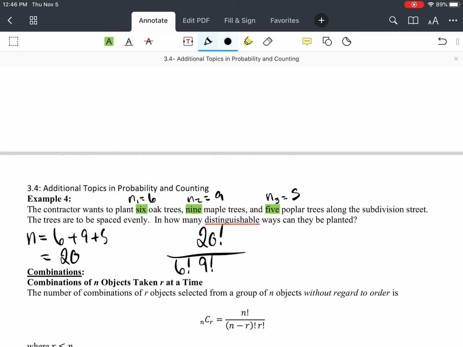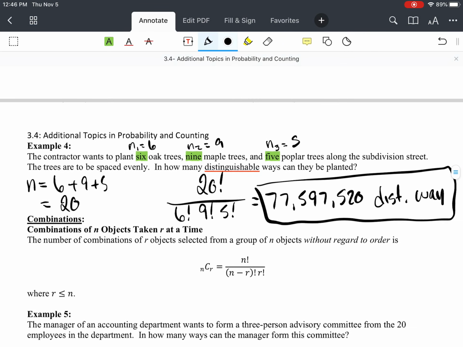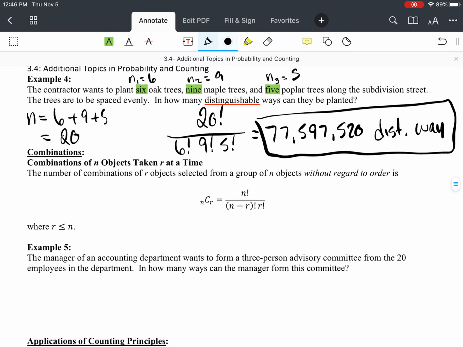So we're going to work this out. We've got 20 factorial over 6 factorial times 9 factorial times 5 factorial. Again, using your calculator, we will get a total of 77,597,520 distinguishable ways, so different ways that we can plant these trees.